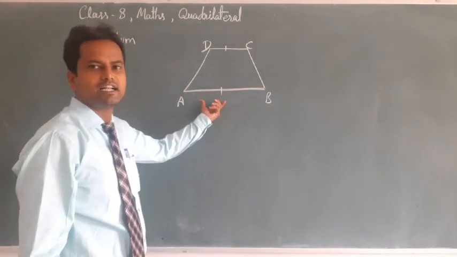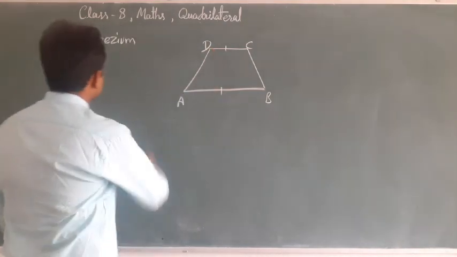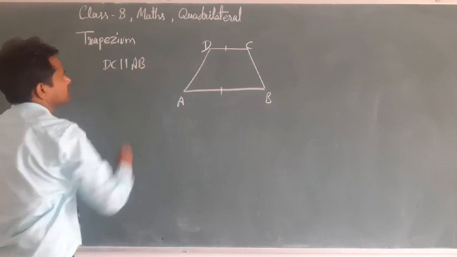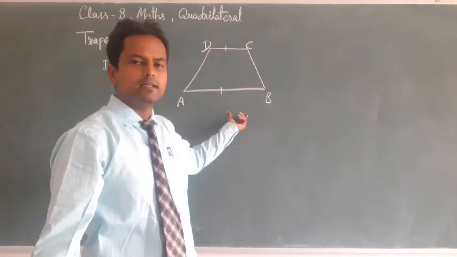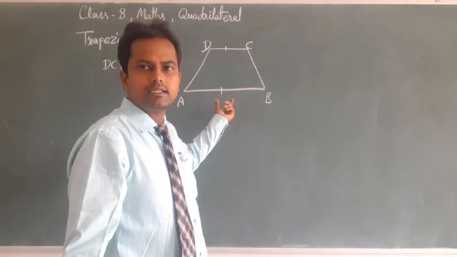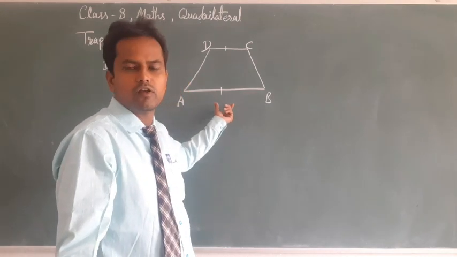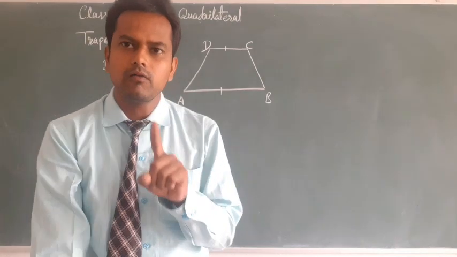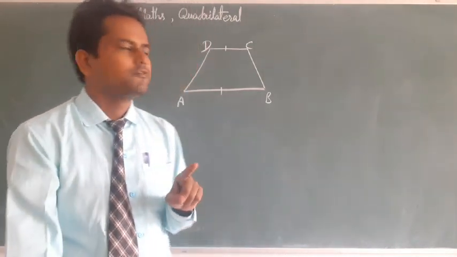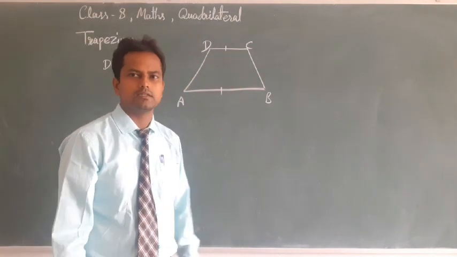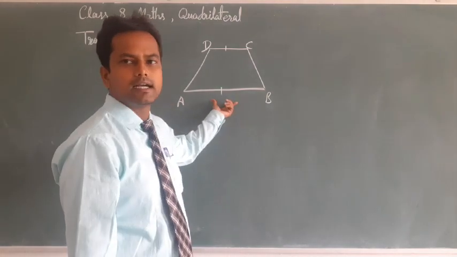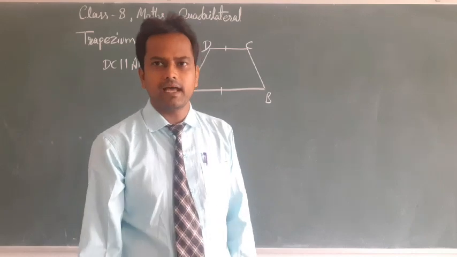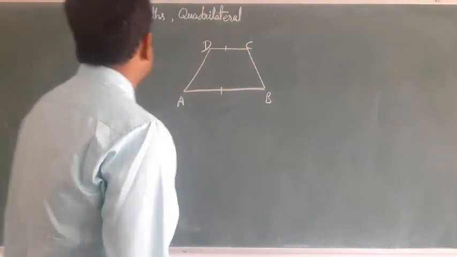So in this quadrilateral, BC is parallel to AB. That's why this quadrilateral is a trapezium. Always remember, in a trapezium only one pair of sides is parallel to each other, and the other pair of sides is not parallel.